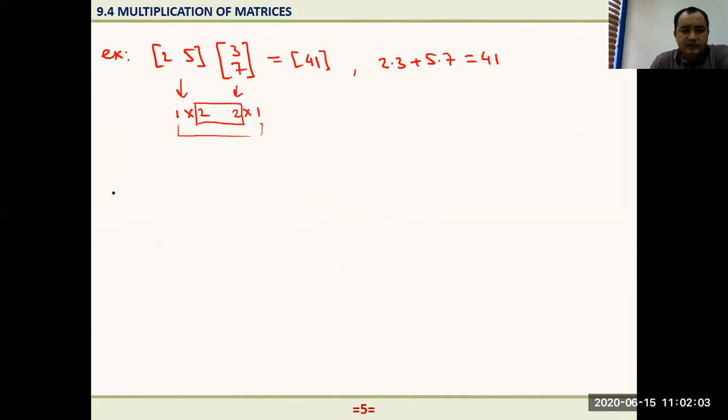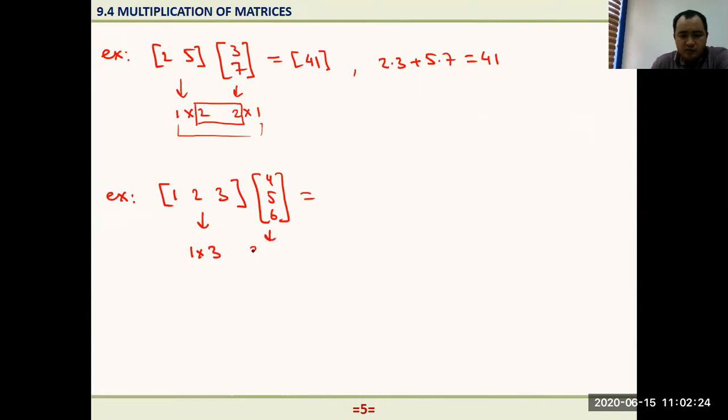Okay, another example. Let's say here we have 1, 2, 3. And here we have 4, 5, 6. First, we have to determine actually, is it possible to multiply these matrices together or not? So this matrix is a 1 by 3 matrix. This one is 3 by 1. So these numbers are equal, right? And the resulting matrix will be of this order.